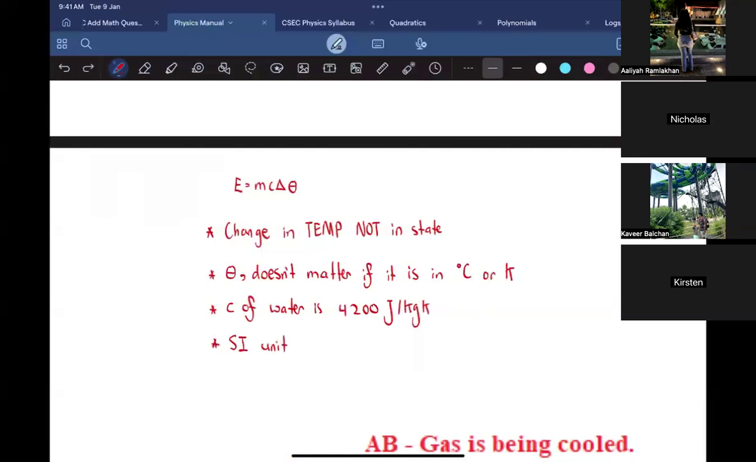Justin, what is the SI unit for mass? Kilogram. So if you see anything that is not kilogram, you have to convert it.